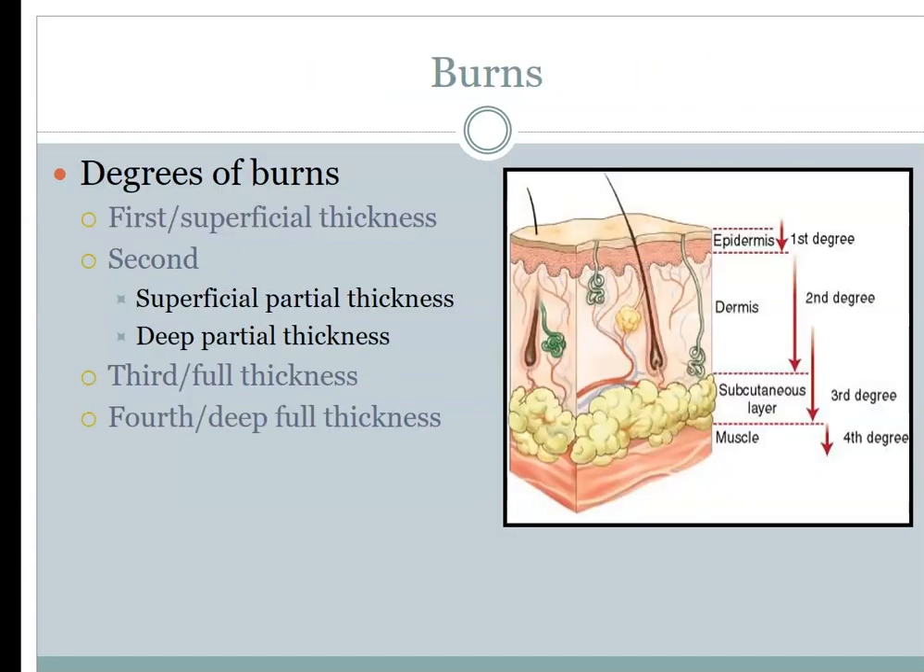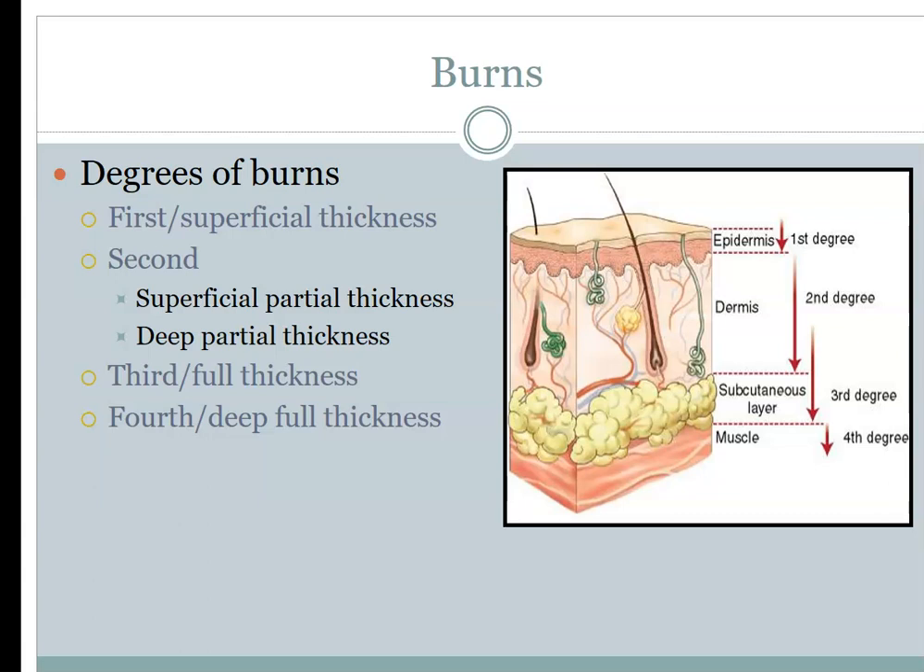Burns. Degree of burns. Burns are injuries that can be caused by heat, radiation, chemicals, or electricity. The severity is measured in degrees and in thickness. If degrees are used, they are first-degree burns, which damage the epidermis only. First-degree burns are characterized by erythema, tenderness, redness, and hyperesthesia, which is heightened sensitivity to touch.